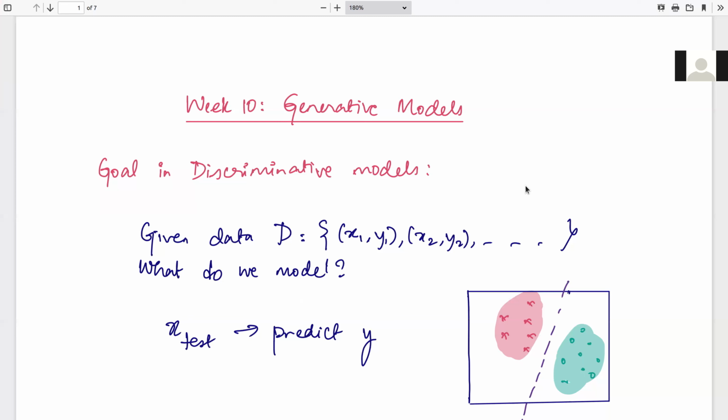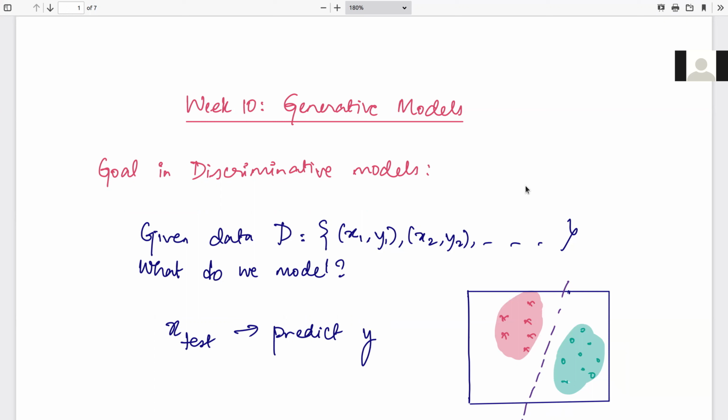Hello everyone. Today we will be talking about generative models, and we'll look at what is the objective of the GAN, how we optimize it, followed by variational autoencoder, and then its implementation in PyTorch.